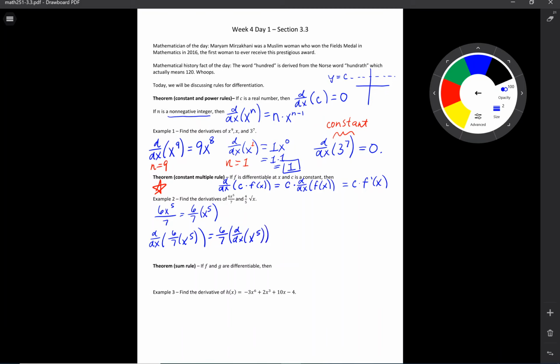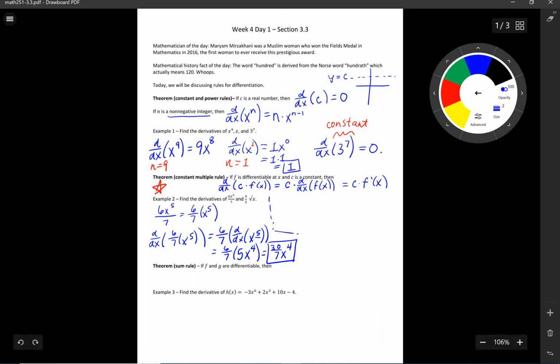And according to the rule we just learned with our powers, this is 6/7 times, I bring our 5 out in front, and my new power is 4. So this is 30/7 x to the power of 4. That is the derivative here.